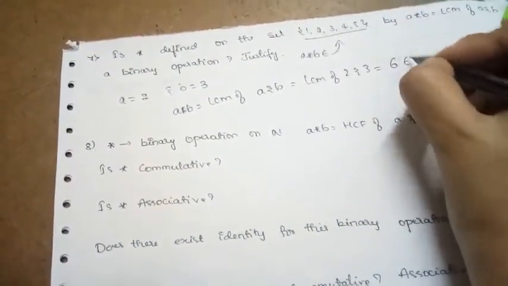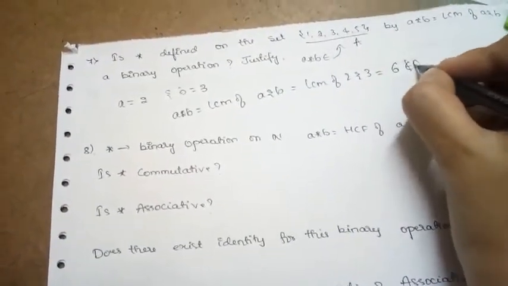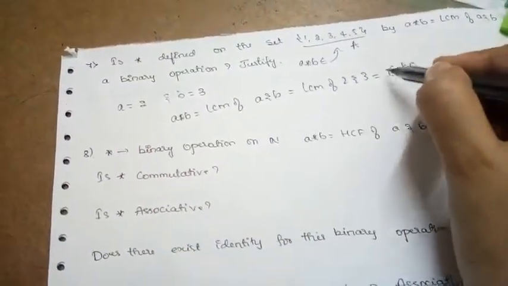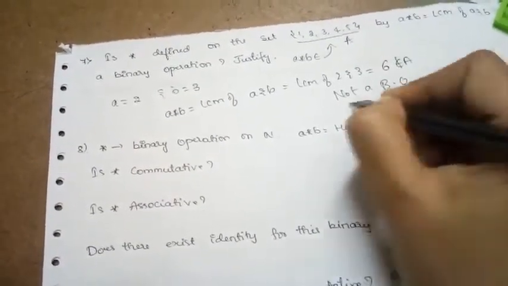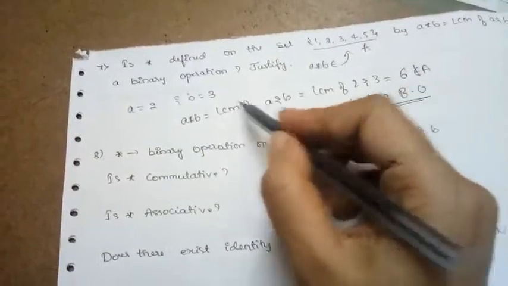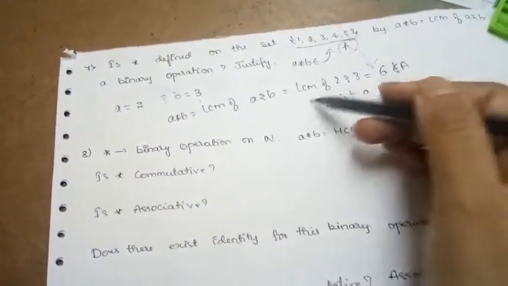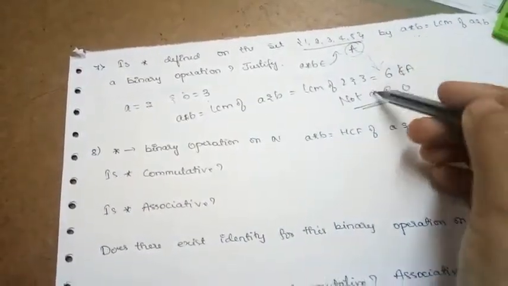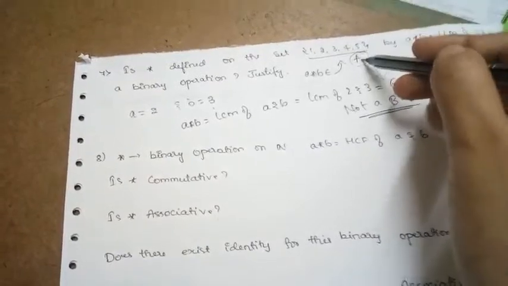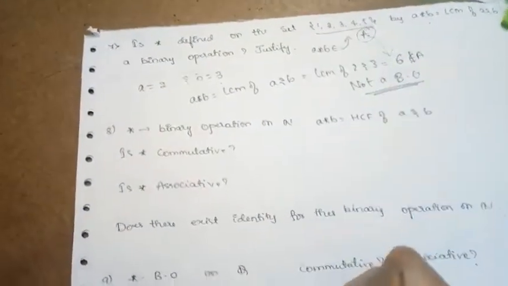Whether 6 belongs to the given set. If I call this set A, then 6 does not belong to the given set. So it is not a binary operation, because for these two elements taken from the given set A, the LCM, or the binary operation upon those two elements, according to the definition, is not at all belonging to the given set, so it is not a binary operation. So this is the justification for the given question.